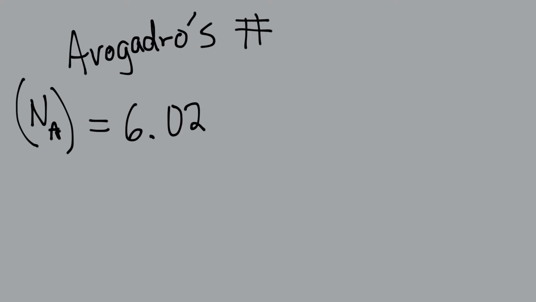Basically, on an equation sheet, if there was one given to you, you would see this: N, subscript A, which is just Avogadro's number. And this number is actually 6.02. Your PowerPoint says 6.022, so I'm going to go with that, times 10 to the 23rd.